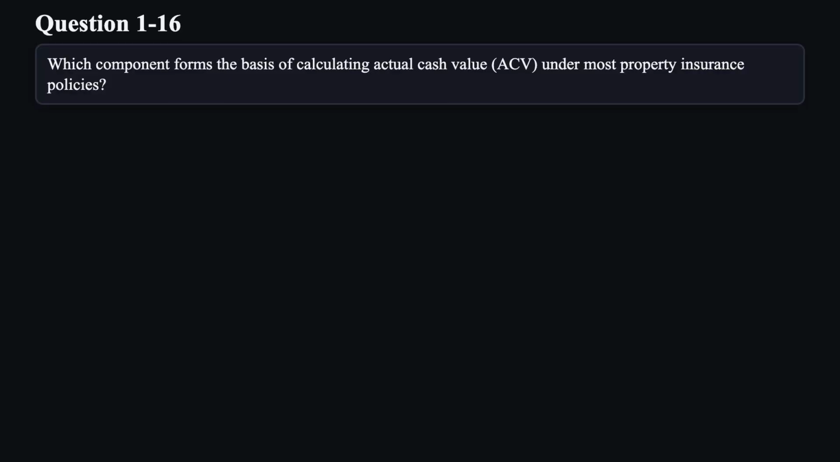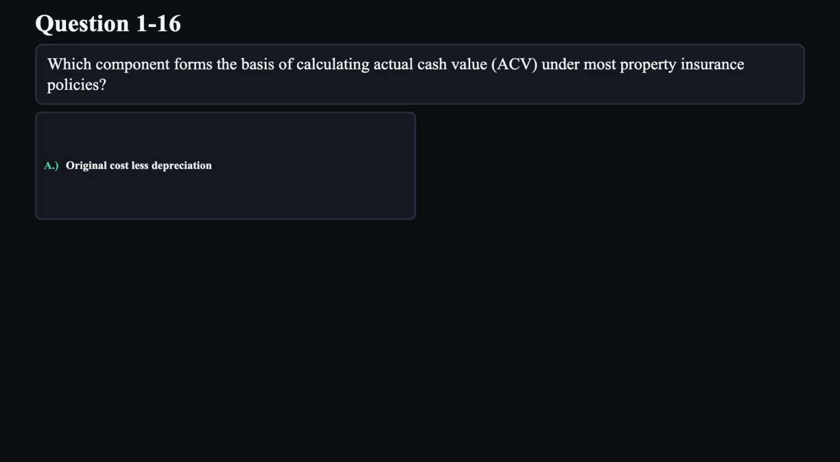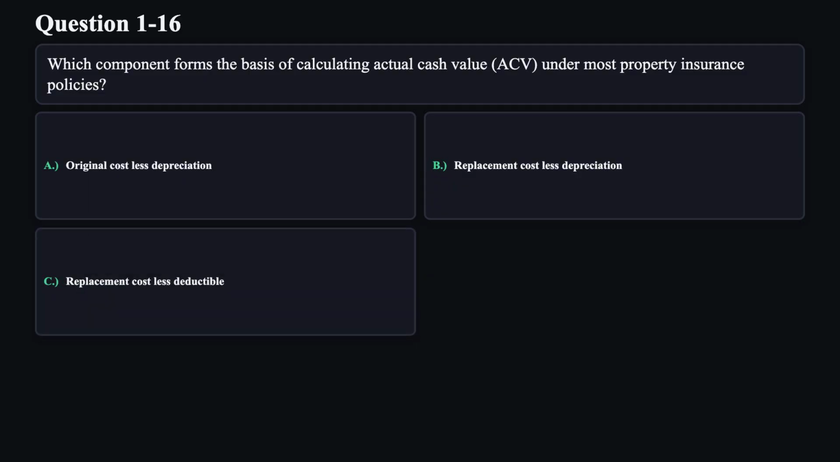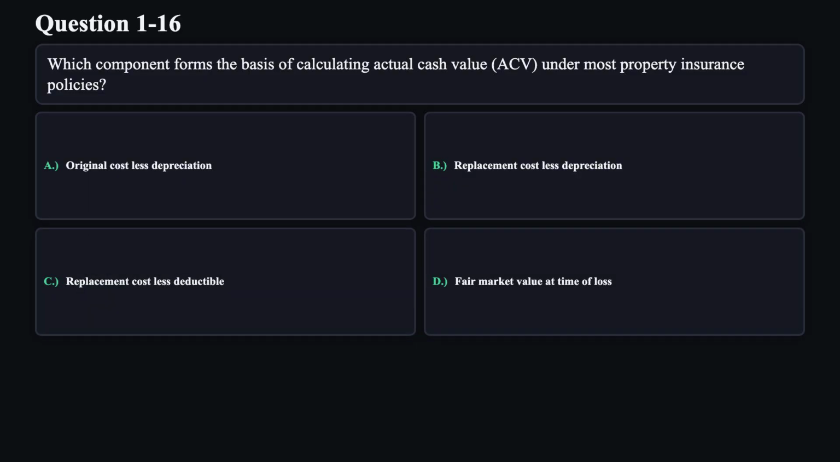Question 16. Which component forms the basis of calculating actual cash value, ACV, under most property insurance policies? A. Original cost less depreciation. B. Replacement cost less depreciation. C. Replacement cost less deductible. D. Fair market value at time of loss.